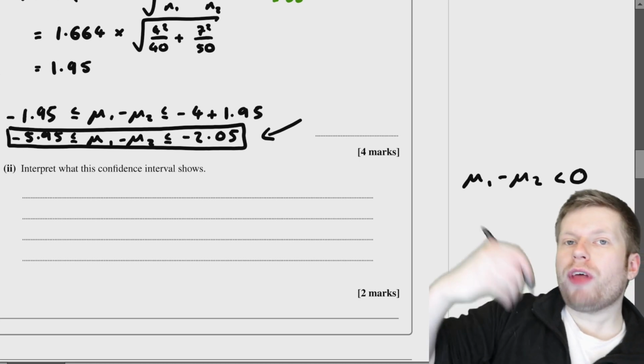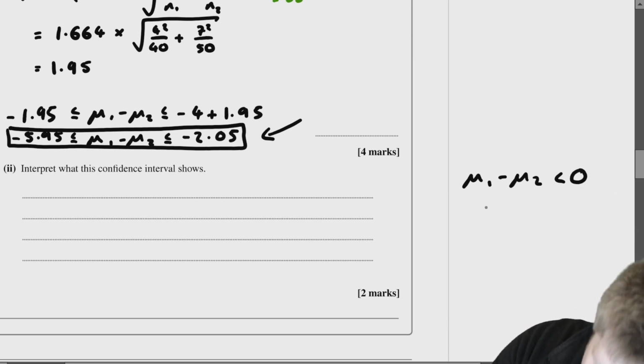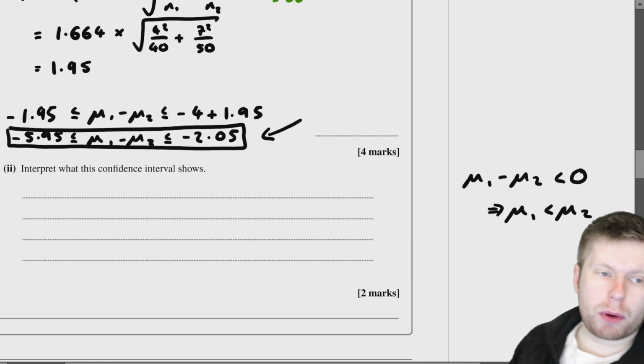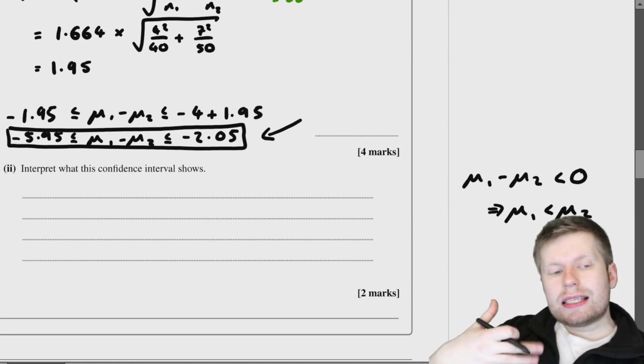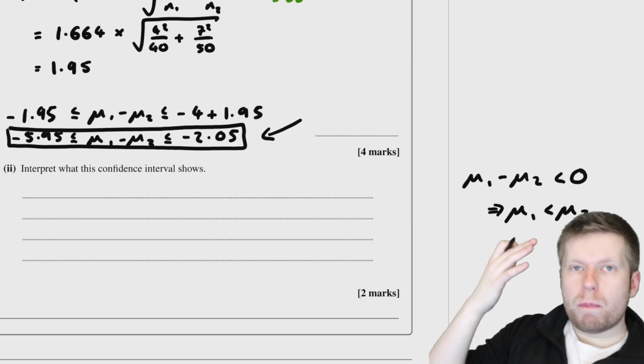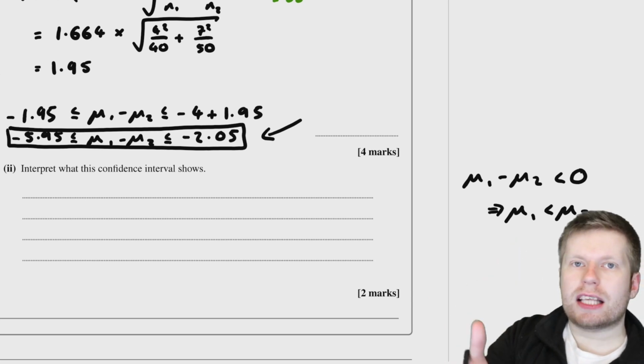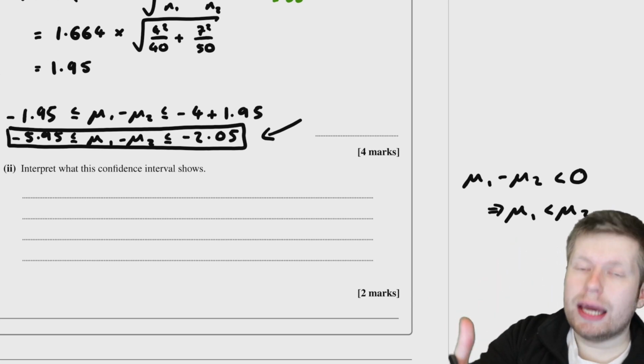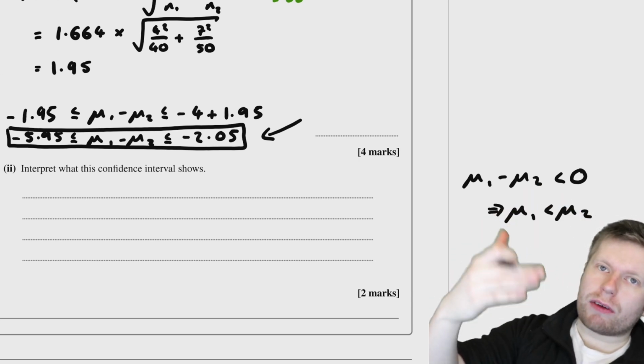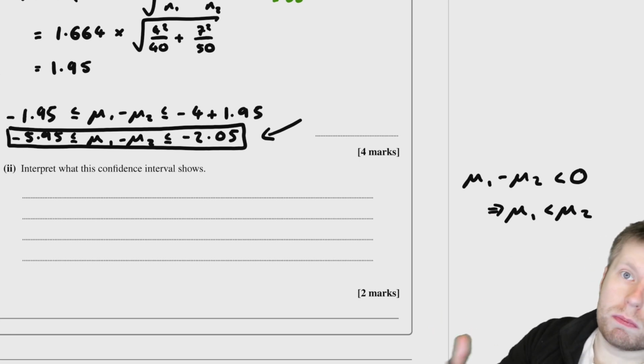Okay, now what that basically implies, if I just do a little bit of rearranging, is that mu1 has got to be less than mu2. I just simply add mu2 to both sides. So what that simply means is that the mean length of baguettes baked by bakery 1, mu1, is less than the mean length of baguettes baked by bakery 2, so mu2.